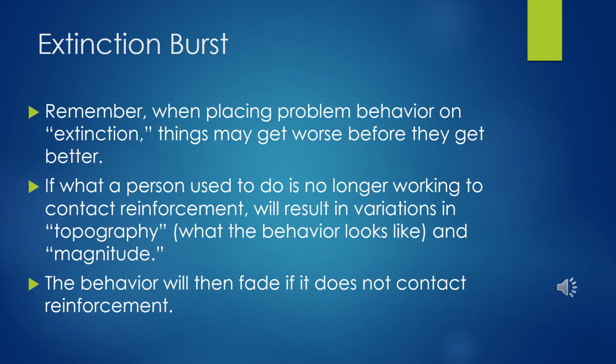All right, so when we are placing behavior on extinction, and remember, that means that this behavior has been reinforced in the past, so there's a history of reinforcement, and we're going to stop reinforcing it. When placing problem behavior on extinction, things may get worse before they get better. If what a person used to do is no longer working to contact reinforcement, this will result in variations in topography, so what the behavior looks like, and magnitude, so how bad the behavior is. But then the behavior will fade if it does not contact reinforcement. So this is very important to remember.